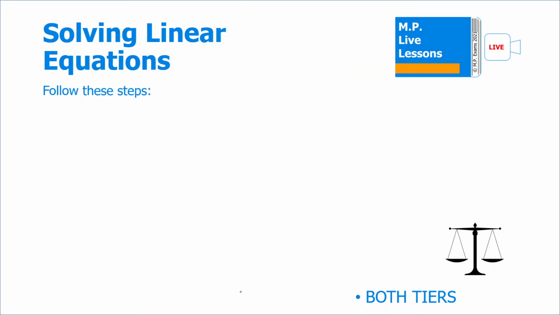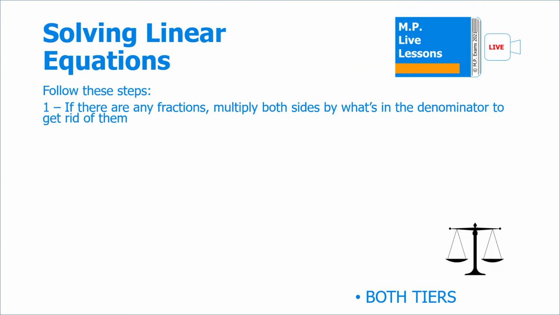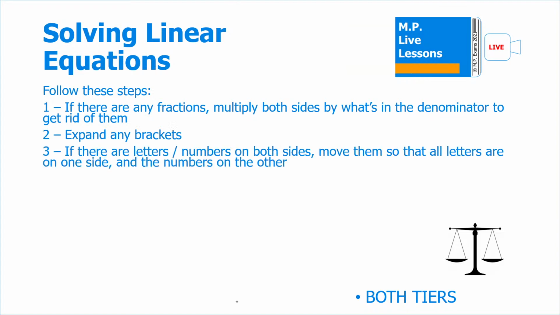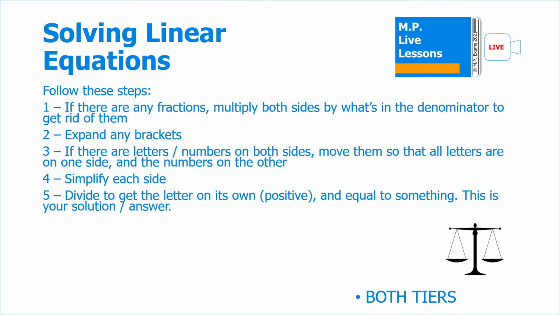First, if there are any fractions, get rid of them by multiplying both sides by the denominator. Then expand any brackets. After you've done that, simplify, and if there are letters and numbers on both sides, move them so that all the letters are on the left and the numbers on the right. Simplify again, and then eventually divide to get the letter on its own, which should be positive, and equal to something. That's your answer.